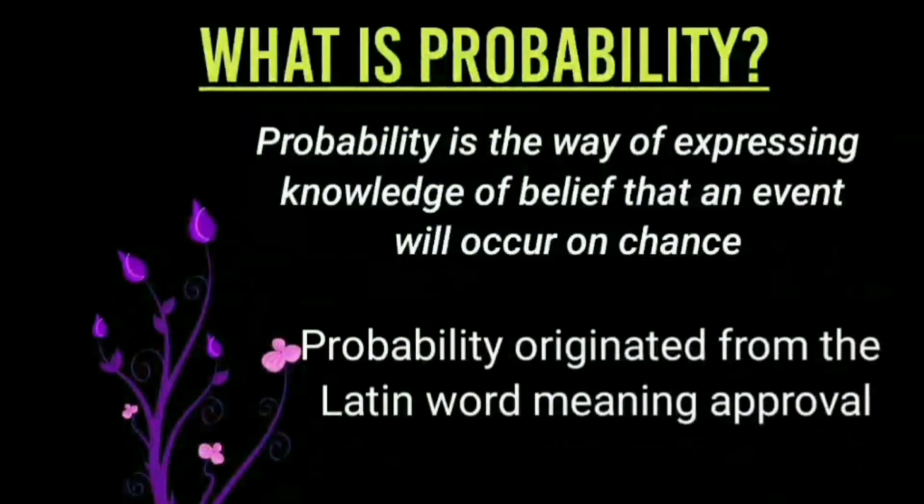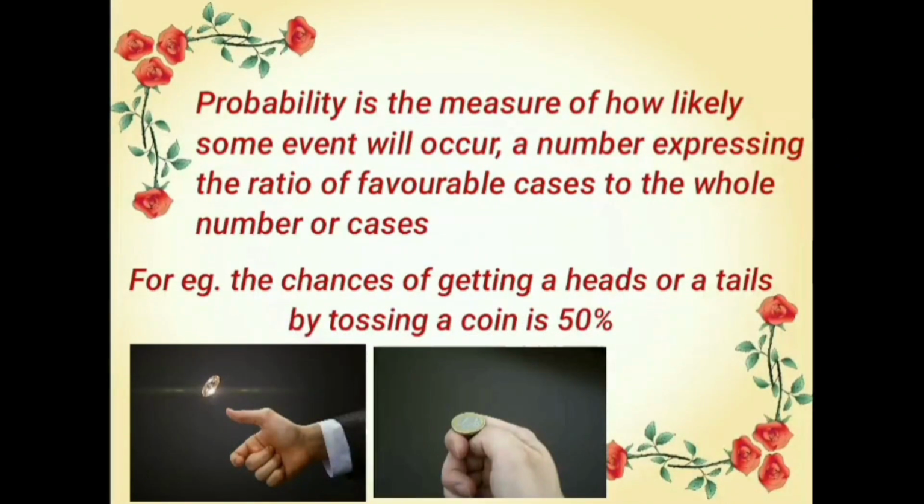What is probability? Probability is the way of expressing knowledge of belief that an event will occur by chance. Probability originated from the Latin word meaning approval. Probability is the measure of how likely some event will occur, a number expressing the ratio of favorable cases to the whole number of cases. For example, the chance of getting a heads or a tails by tossing a coin is 50%.